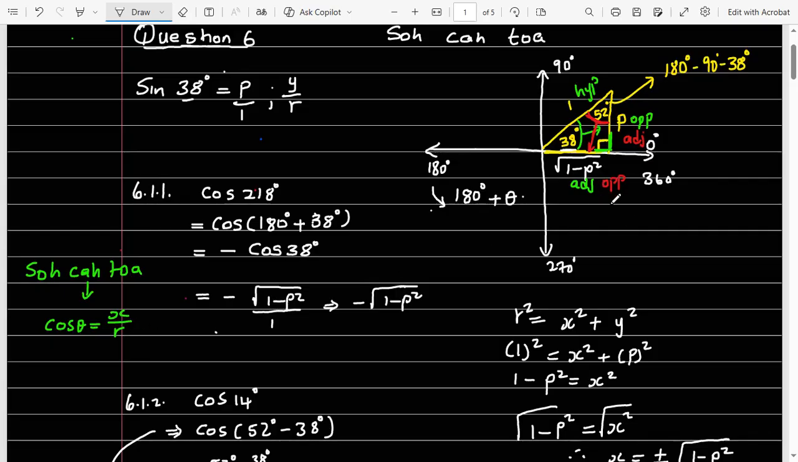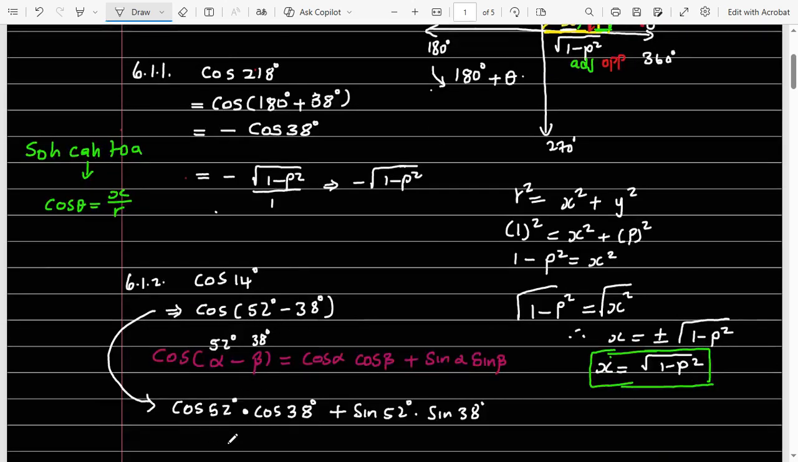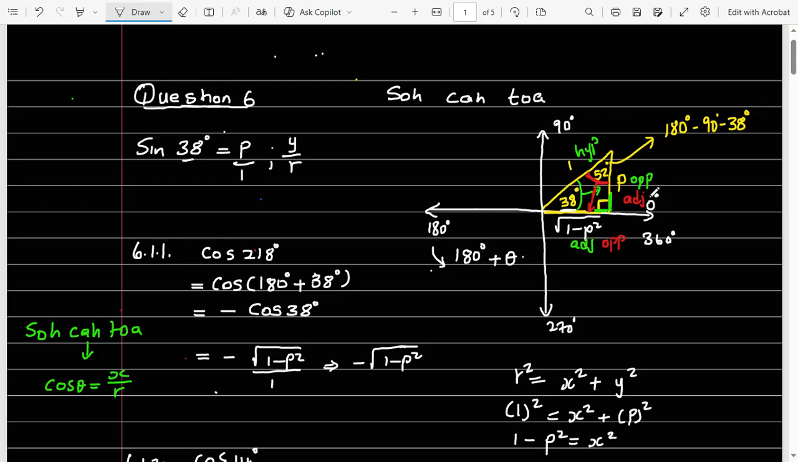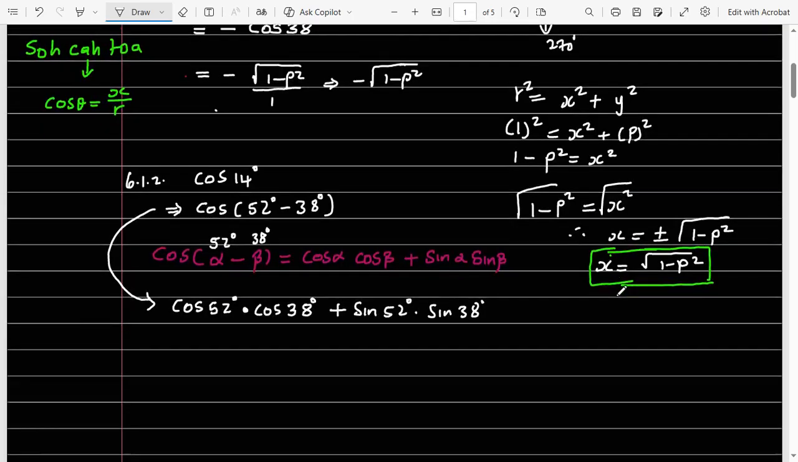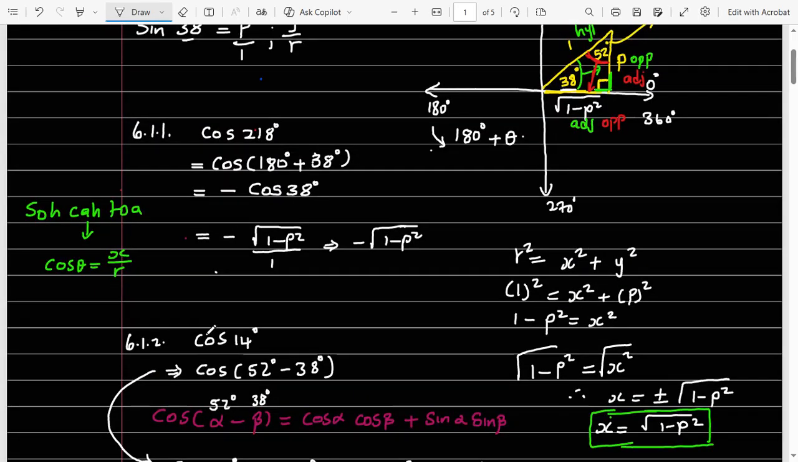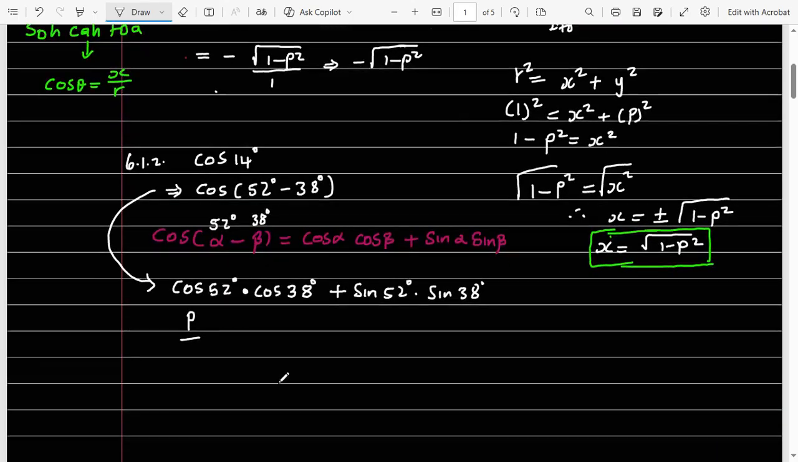So if I'm using 52, what is your opposite? What is your adjacent? So 52 is red, right? So if 52 is red and we are looking for the cos 52, that will be x, which is adjacent. The red adjacent, it's P. So I'm going to say this is P over, and then I have R, which is 1. So this will be P over 1.